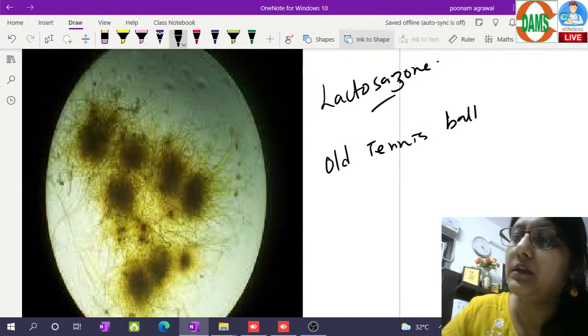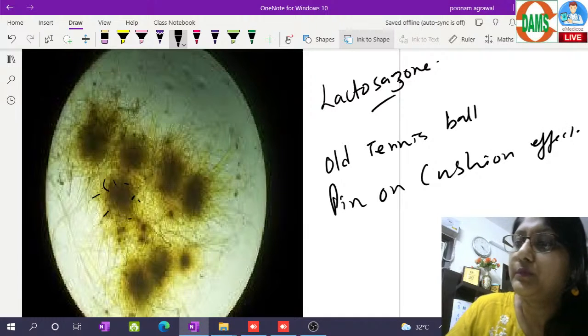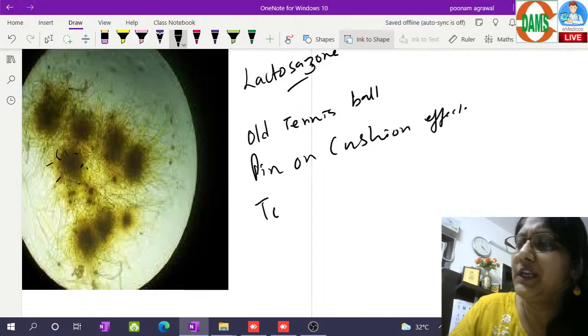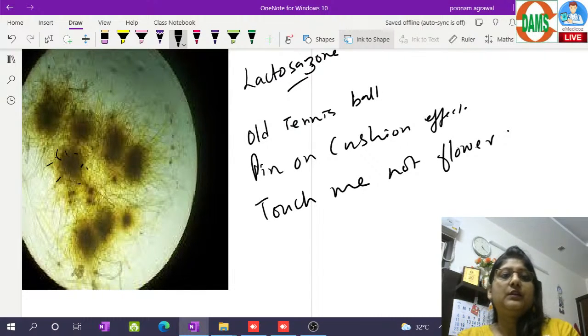You can see the hairy appearance, right? Pin cushion effect, right? Pin cushion effect. Old tennis ball. Touch-me-not flower. Have you ever seen the touch-me-not flower? It looks like that, though not pink in color.